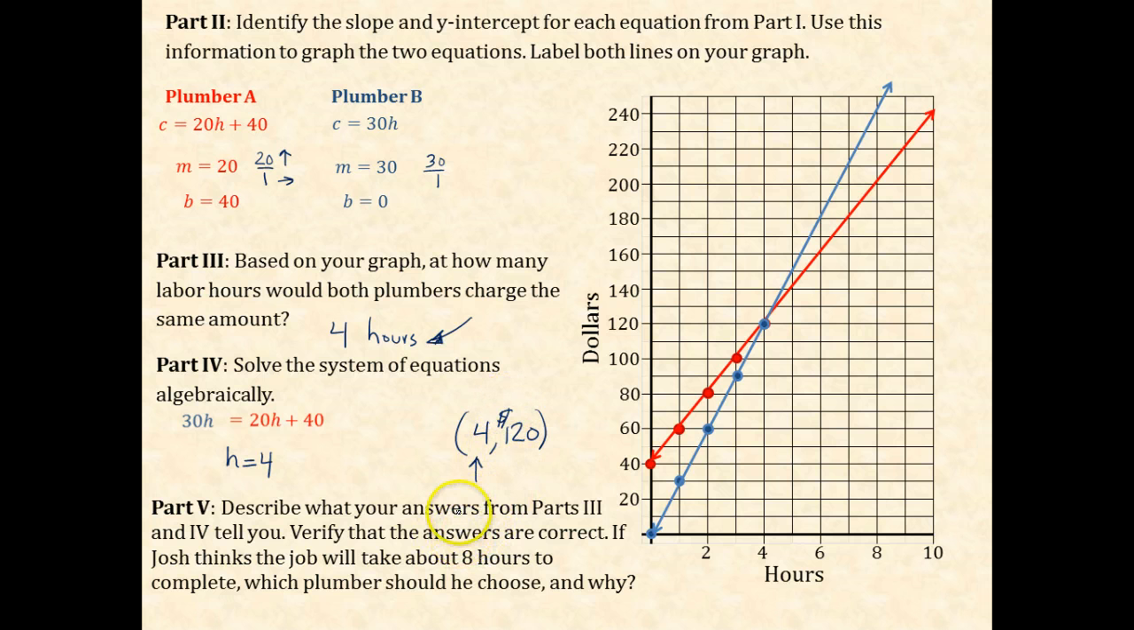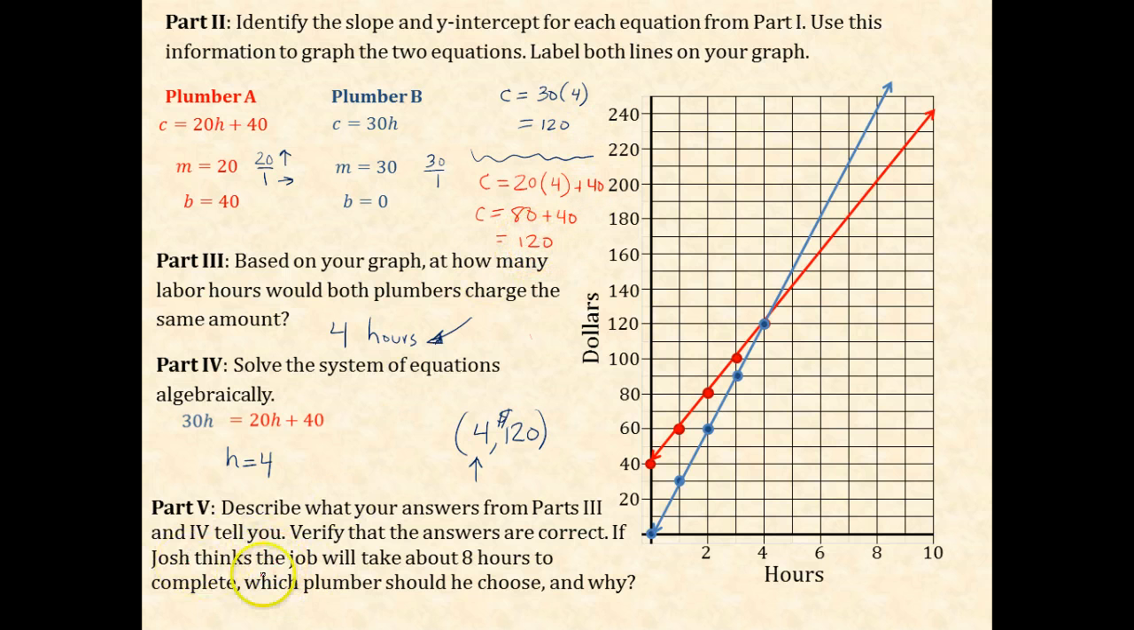Verify that your answers are correct. Well, how about what is the cost for plumber B after 4 hours? So 30 times 4 is 120. And for plumber A, it's 20 times 4 hours plus 40. 20 times 4 is 80. 80 plus 40 is 120. So they both work out.